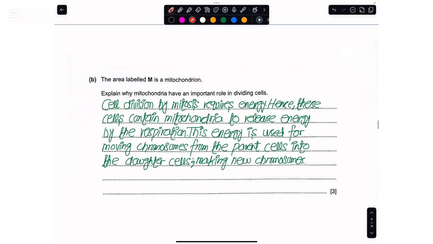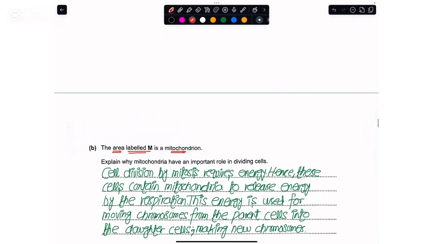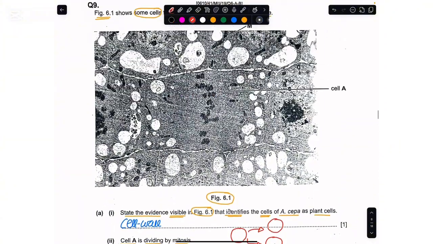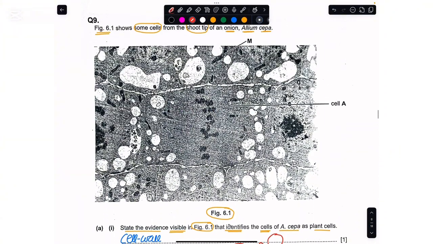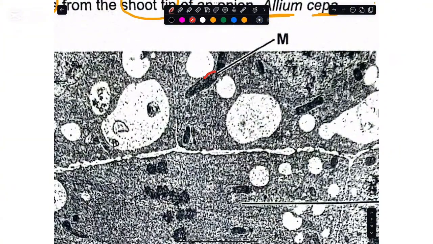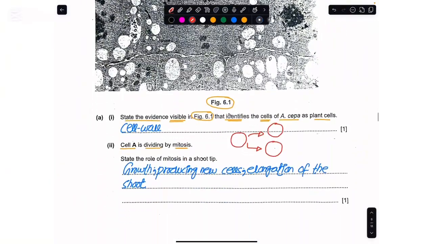Now, here they say that the area labeled M is a mitochondria. So if I move you back to the figure which they have given us, here we have this structure, and this is M, and they say that this is mitochondria.